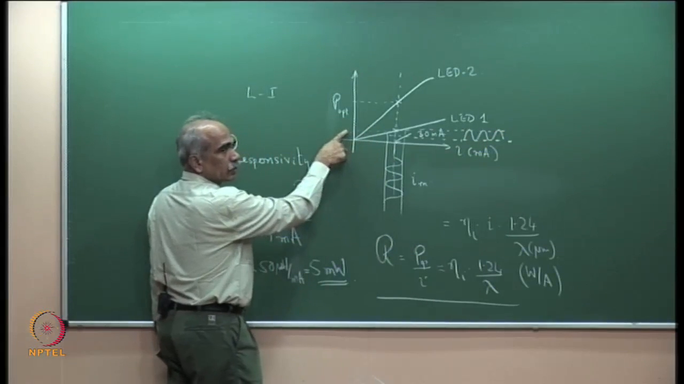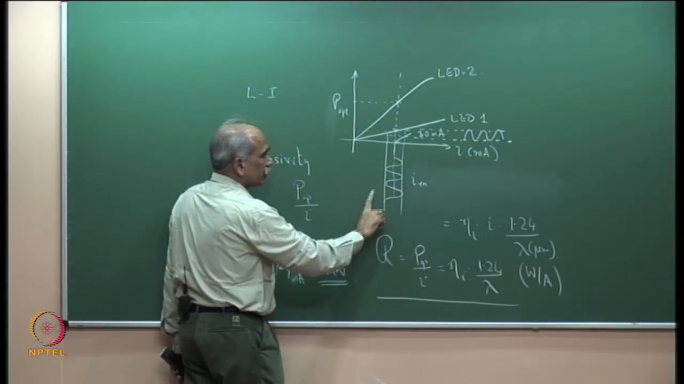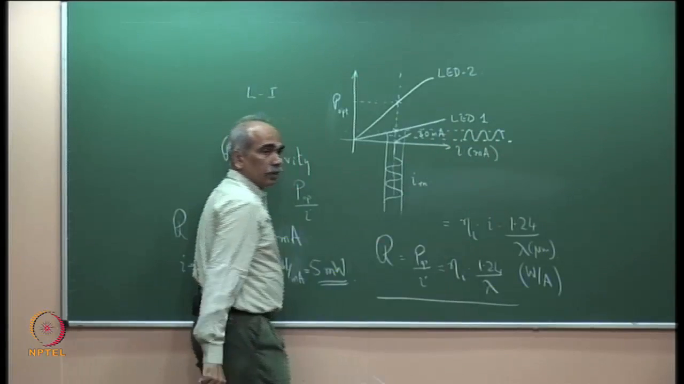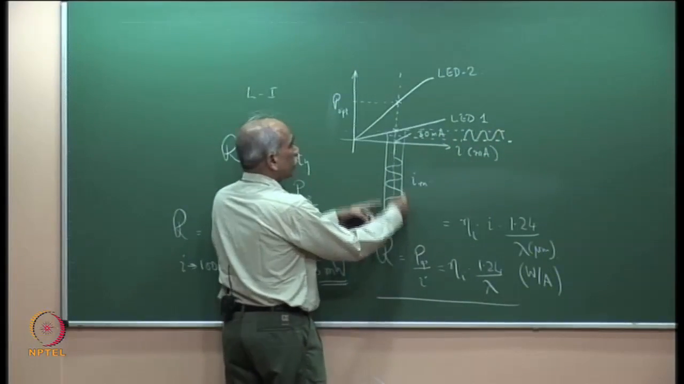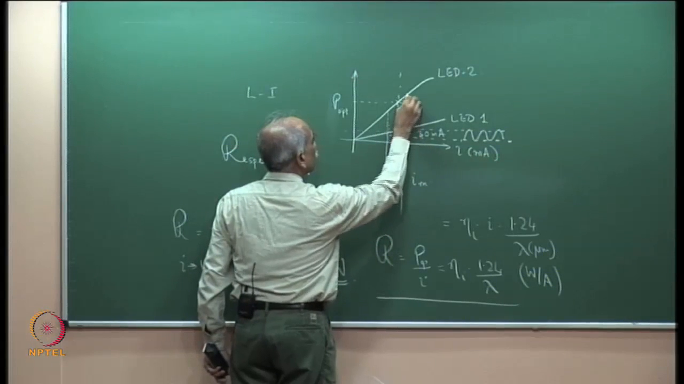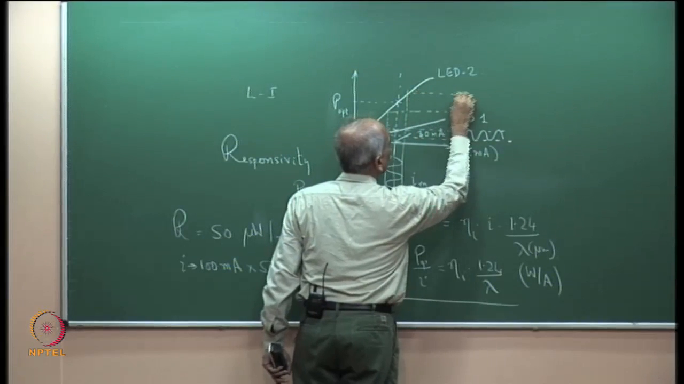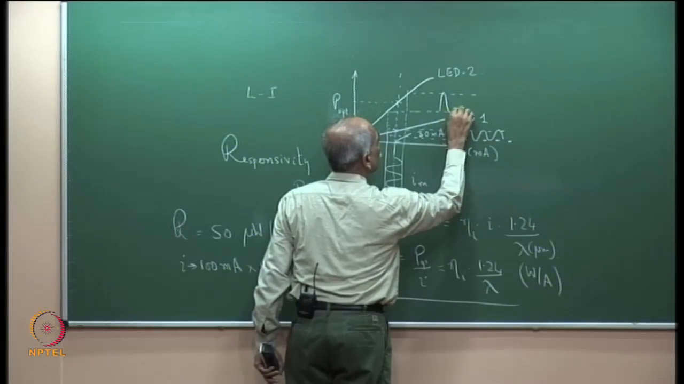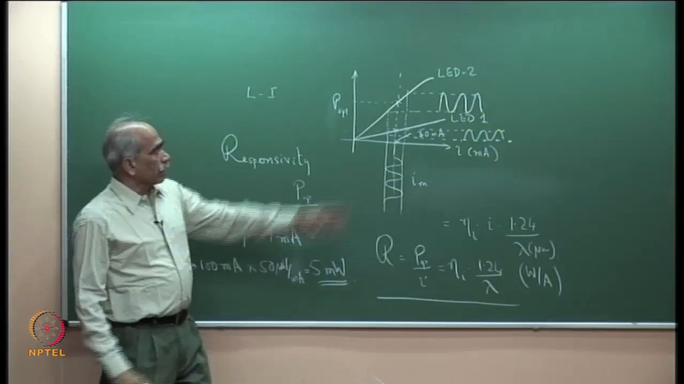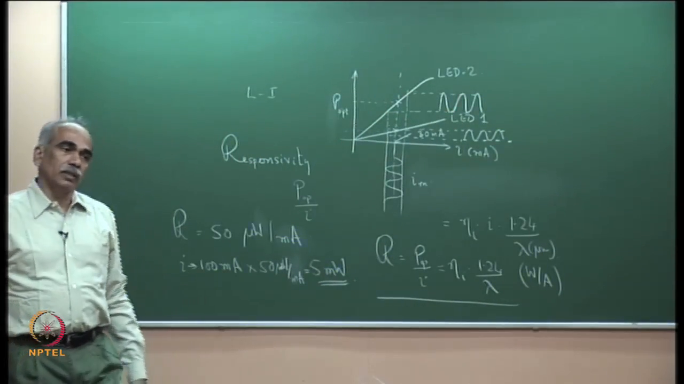because this axis is optical power. So when the current is varying this much, you can see the optical power is varying here. Whereas the same current on the second LED, because the slope is higher, you can see that the modulation is larger. The depth of modulation in this case is larger. So if the responsivity is higher, the depth of modulation is larger.